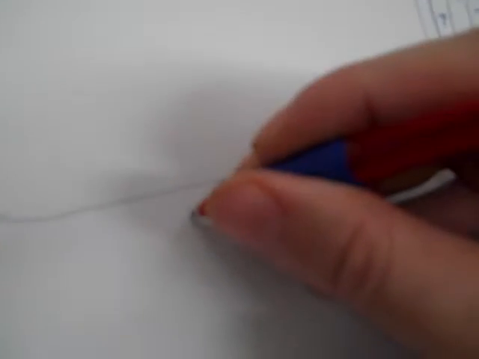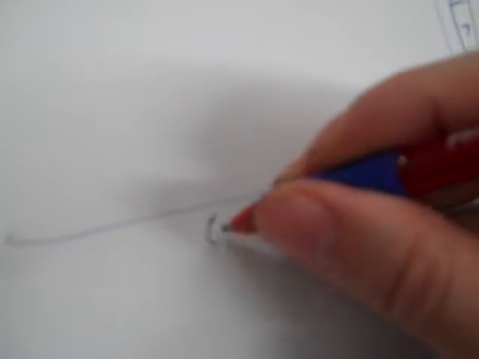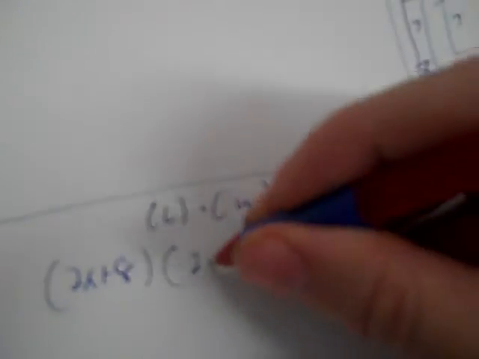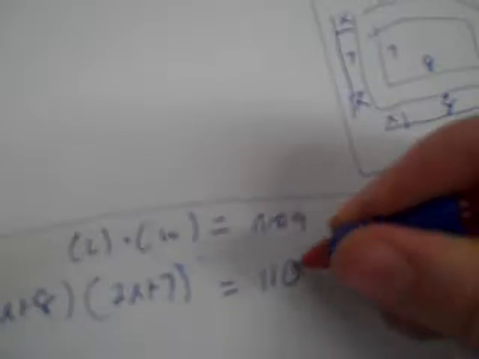Okay? Now, with the shape, we got to write out the formula. So, the formula is length times width equals area. So the length is going to be 2x plus 8, and the width is going to be 2x plus 7, and I know the area is 110. Okay, so I can multiply this out.